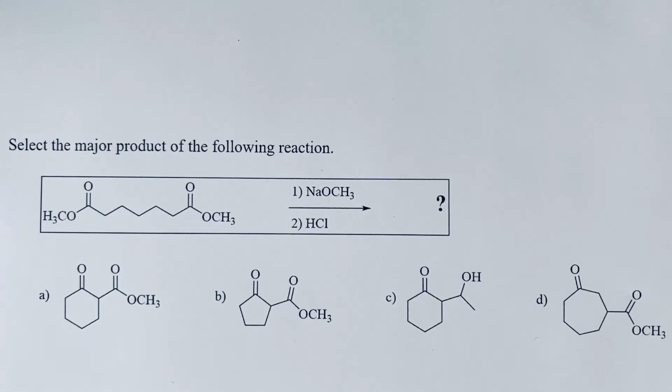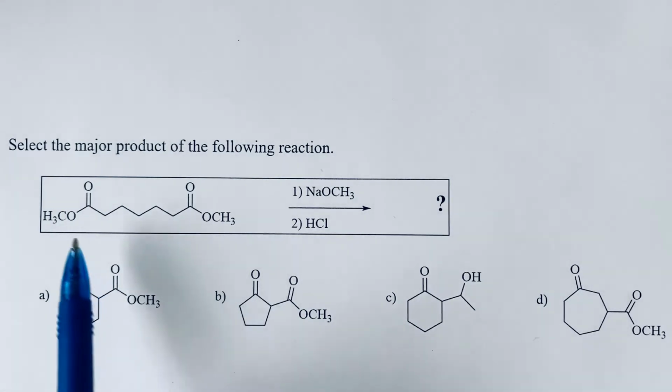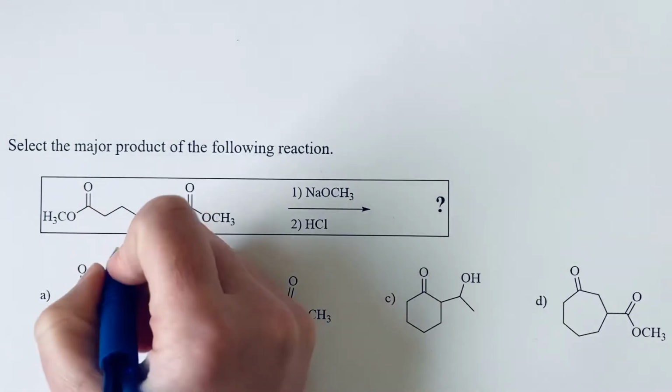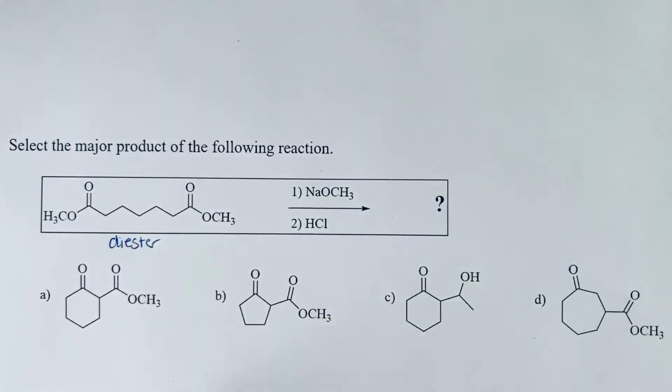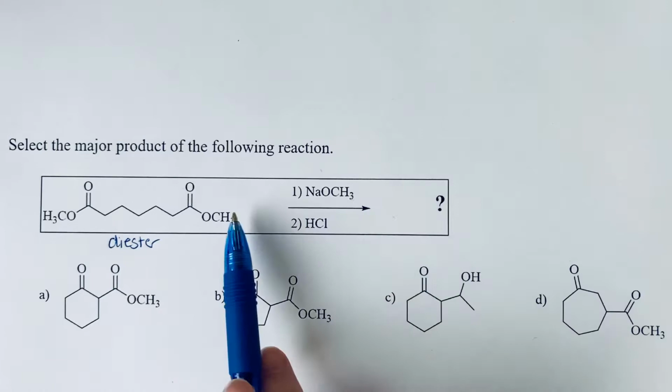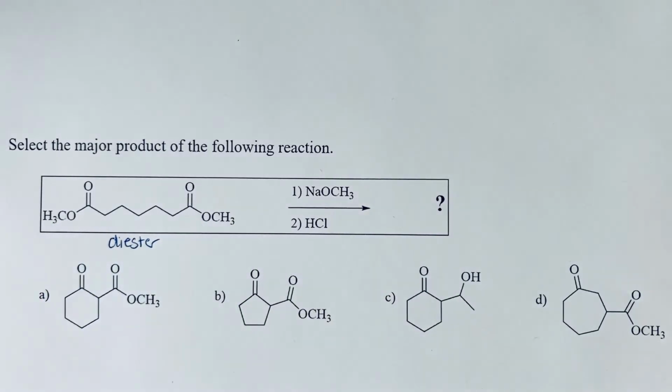Select the major product of the following reaction. So we see that the starting material that we have contains two ester groups. So this is what we call a diester. And we're treating this with a base that is the same as the leaving group on either one of these esters, followed by an acid workup.